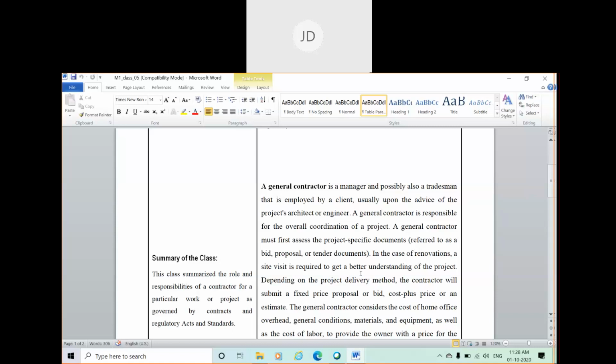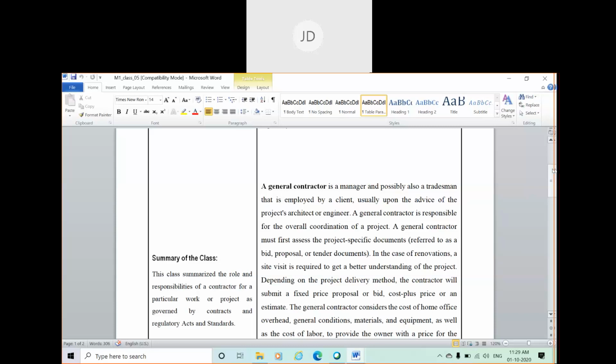In the case of renovation also, a site visit is required to get a better understanding of the project. That means it's a general work that contractor should do. You should go to the site. In the case of renovation, a site visit is required to get a better understanding of the project. If you're a civil engineering contractor, you have to visit the site and get the overall view of the particular land, what kind of building is going to be proposed, everything.